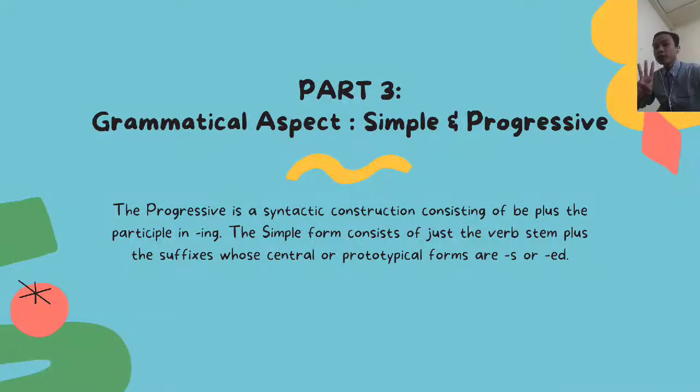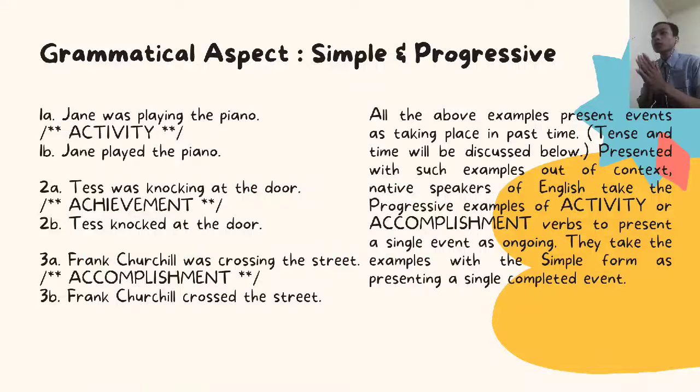Part 3. Grammatical aspect, simple and progressive. The progressive is a syntactic construction consisting of be plus the participle in -ing. The simple form consists of just the verb stem plus the suffix, whose central or prototypical forms are -s or -ed. Okay, next you can see the example here.